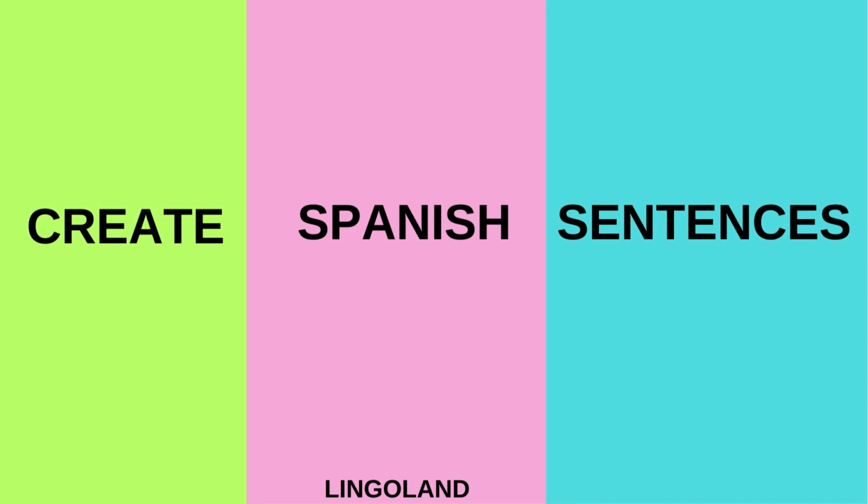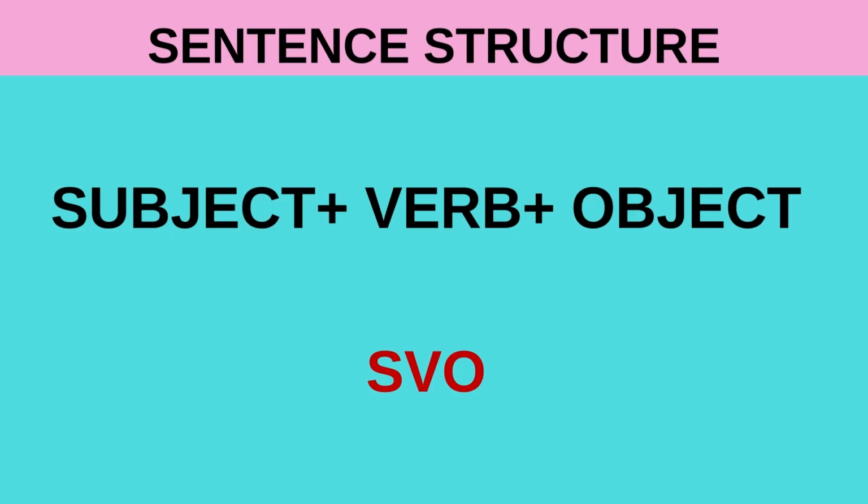Let's get started. There are three basic components in a sentence: subject, verb and complement. In Spanish, the typical order is subject-verb-object, SVO. I'll walk you through some examples to solidify this concept.